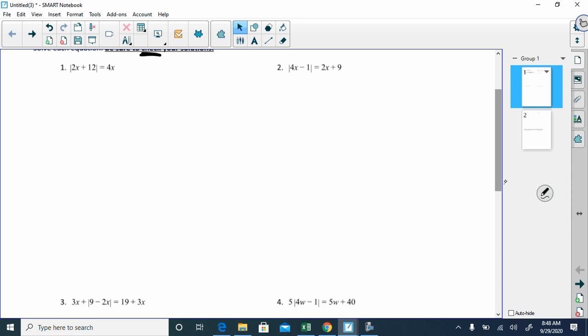Okay, so starting with number 1, do I have to move anything? No, we already have the absolute value by itself, so we're good. So I'm going to write down my first equation, 2x plus 12 equals 4x. So there's my positive answer.